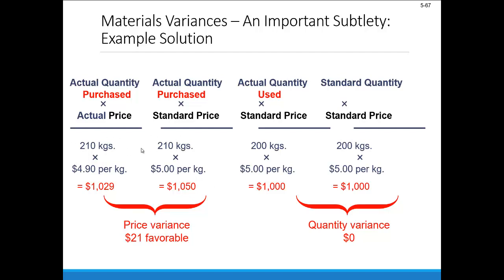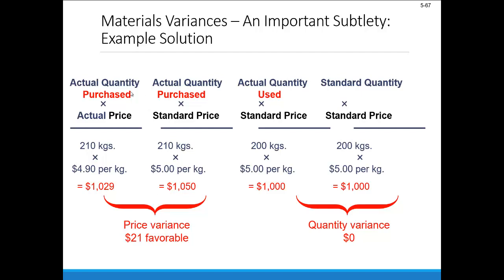Okay, 210 kilograms. So now the as-if for that says 210 kilograms, the actual quantity, times the standard price of $5 is $1,050 in total. The actual result, the actual quantity purchased times the actual price, 210 kilograms times $4.90 per kilogram, was the $1,029 total spend. So now the price variance is the difference between those two.